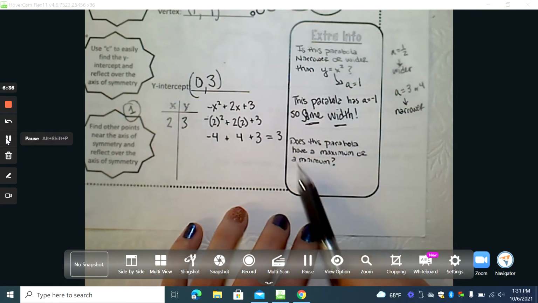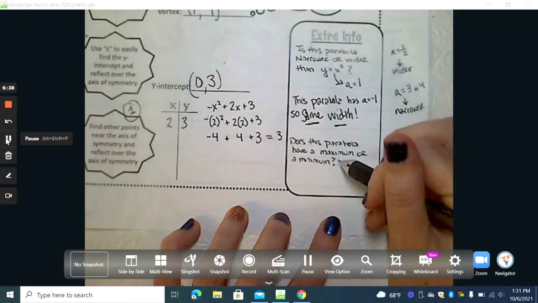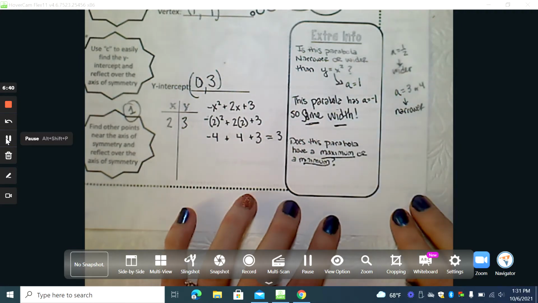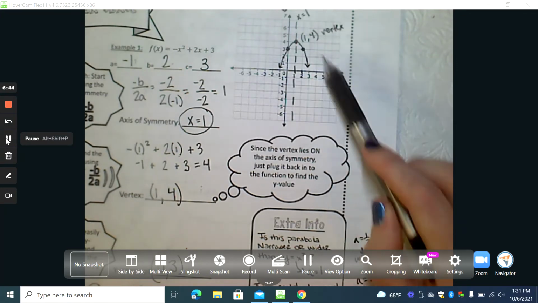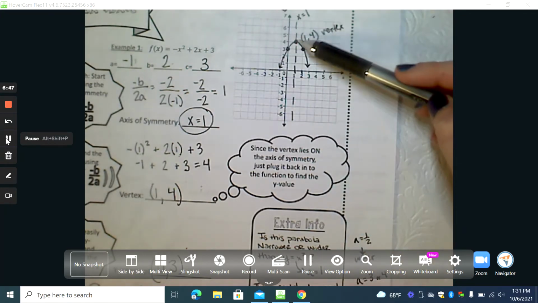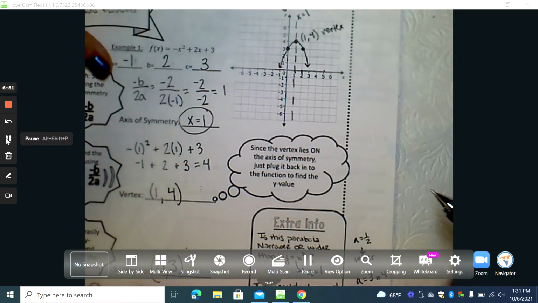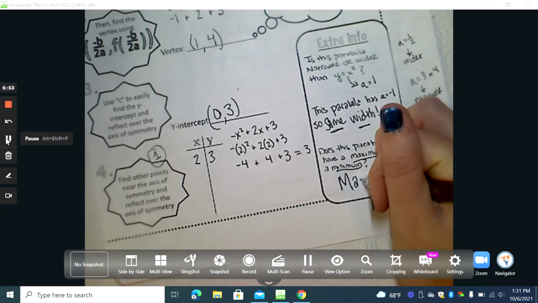The second question down here is asking, does this parabola have a maximum or a minimum? Well, what do you think? My vertex is all the way up here, so that is what we call a maximum.